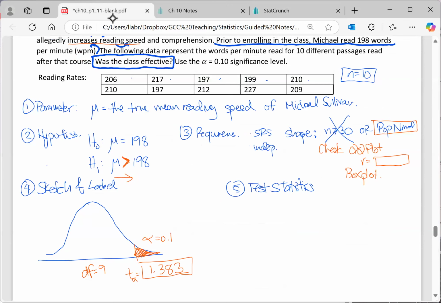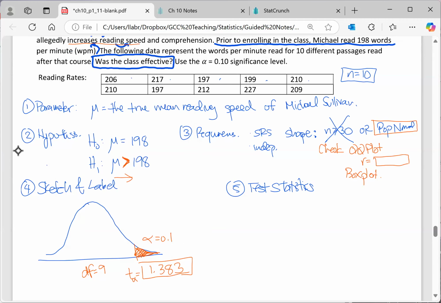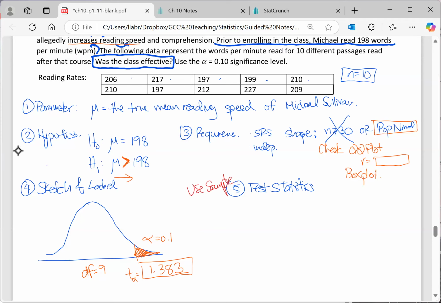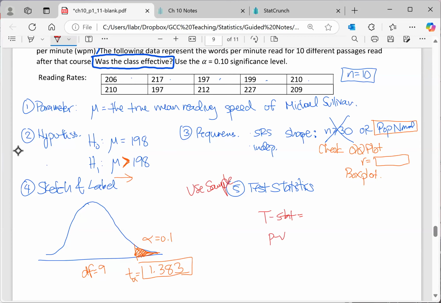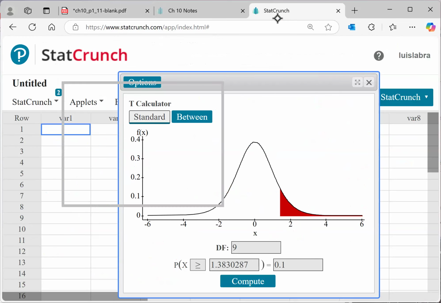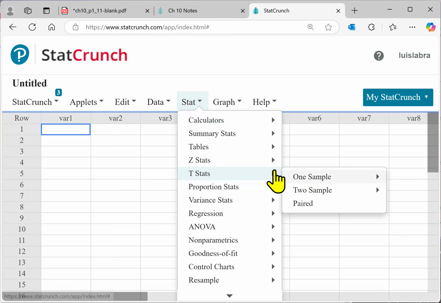All right, so now that I've set everything up, I'm now primed for this sample. This is essentially the setup. Step 5, the test statistic. That's the only time that you use the sample, right? So now usually this step 5 takes forever because you actually have to go out and collect your sample. So we're going to get our t statistic and our p-value. I already have my data in StatCrunch, so this will be easier. And remember, it's a t distribution for mean, so it's a t statistic command. So we're going to go to stats, t stats, one sample.